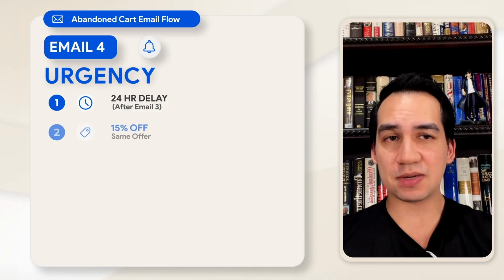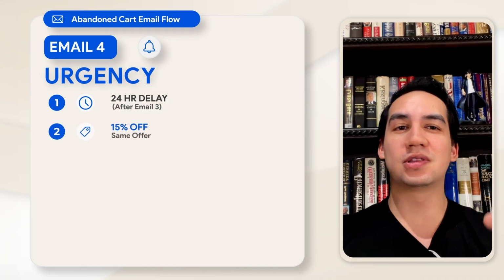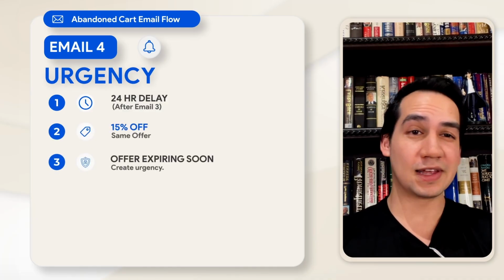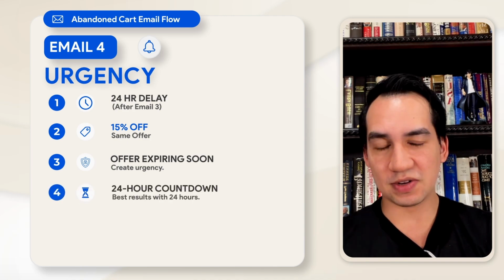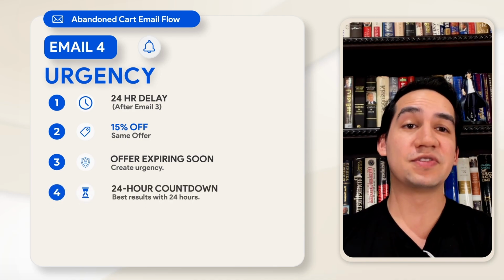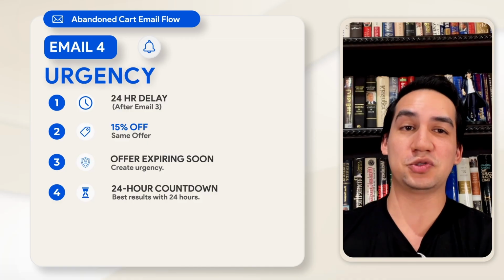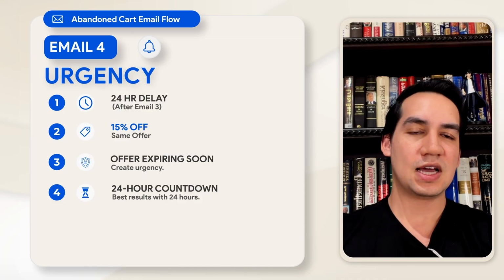Email 4, this one's going to be 24 hours after email 3. And you're going to use the same offer as in email 3, but this time you're layering in urgency. So letting them know that the offer is expiring soon. It could be 24 hours, 48 hours. We've seen best results with 24 hours. You could even use 4 hours as well.